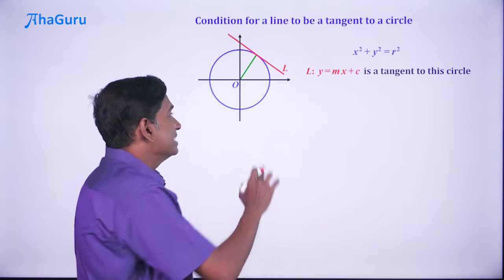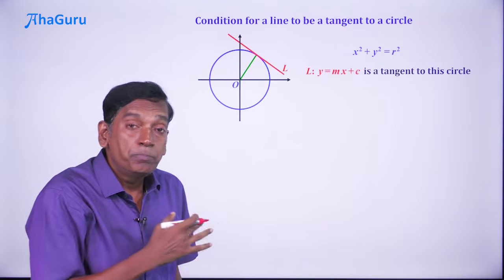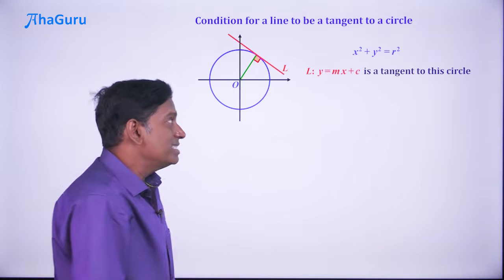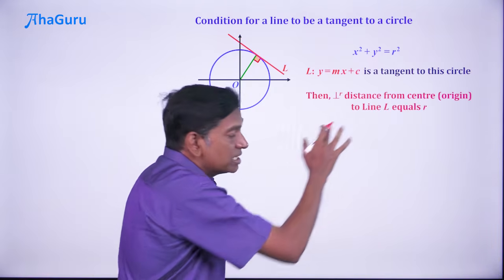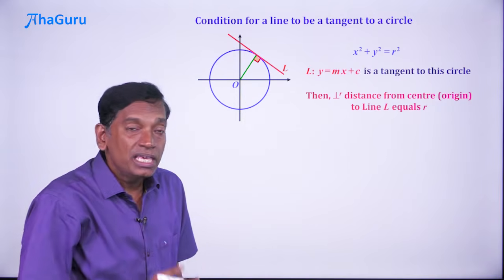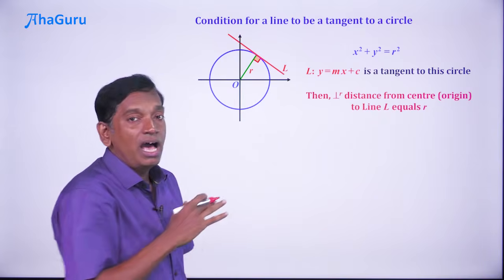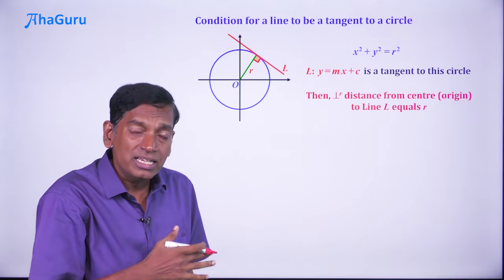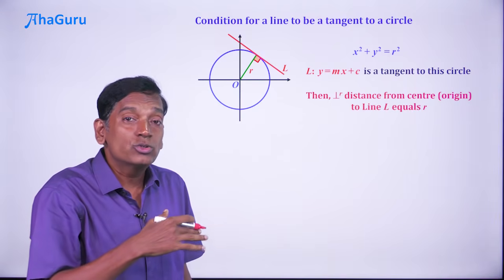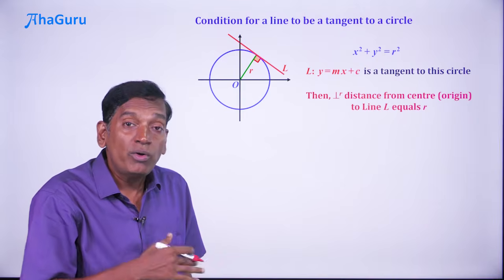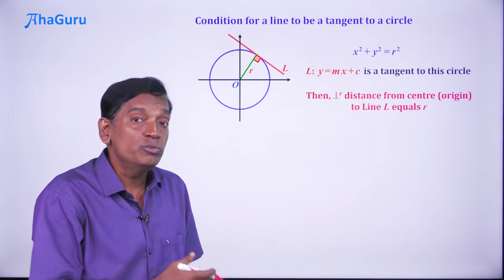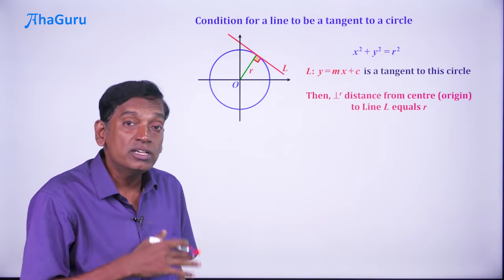Now we know that this radius will be perpendicular to the tangent, okay. That means we can say that the perpendicular distance from the center, which is the origin, to this line L equals the radius, which is R, okay. Now this is the condition that we earlier saw, but now what we are going to do is to try and quantify this. How are we going to do it? Well, because we already know a formula for this perpendicular distance. What is that formula?